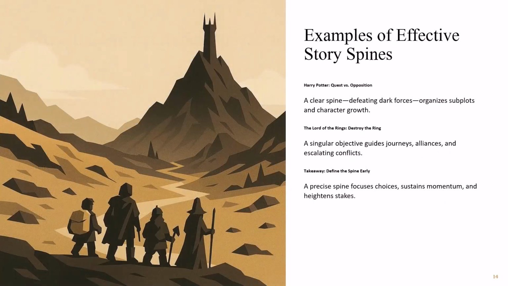Classic stories like Harry Potter demonstrate a clear spine centered on the protagonist's quest and opposition, providing structure for complex plots. Similarly, in The Lord of the Rings, the spine revolves around the destruction of the ring, guiding characters' paths and conflicts. Analyzing such examples reveals how a well-defined spine underpins memorable and engaging narratives.